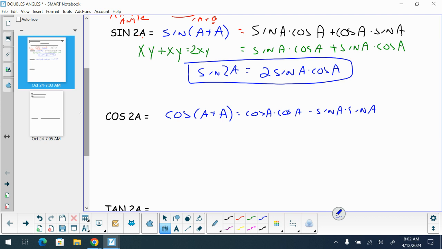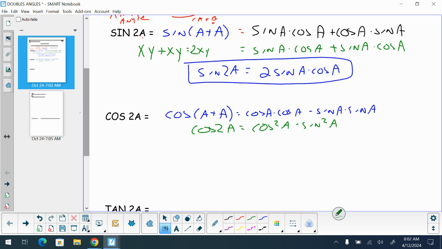Vic, what do you have? Cosine squared A minus sine squared A. We have cosine squared minus sine squared. So your cosine double angle is cosine squared minus sine squared. That's the one I suggest that you use.